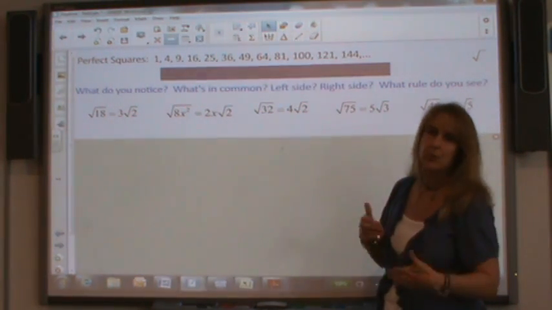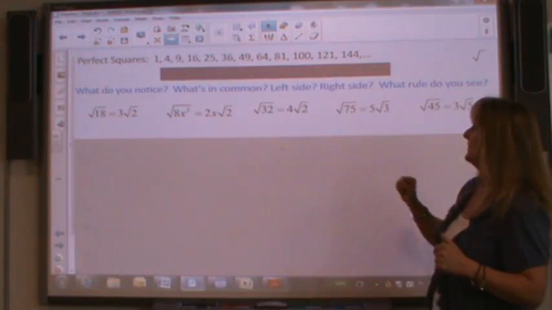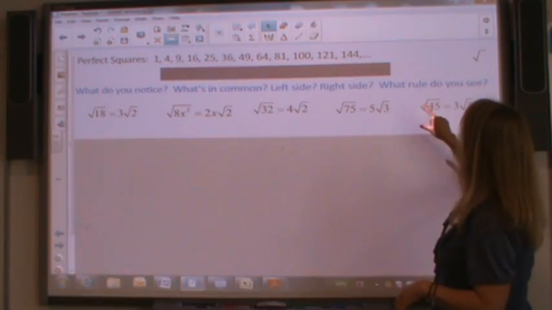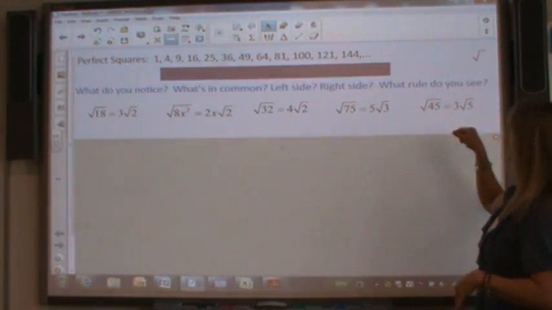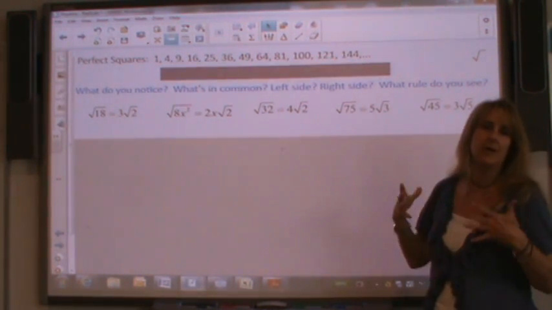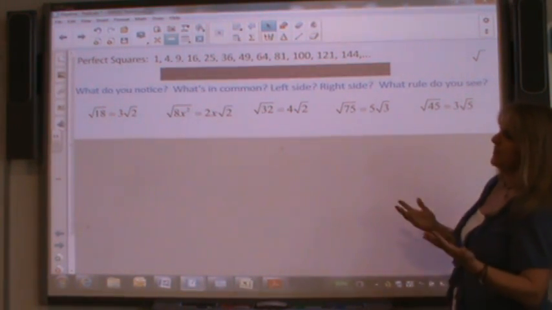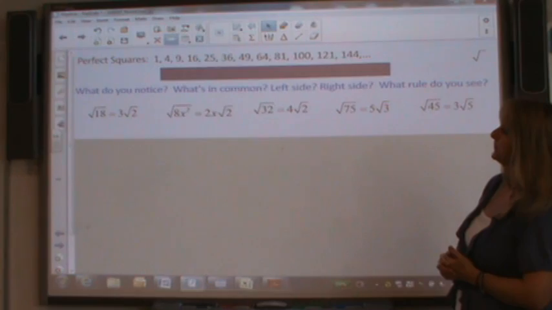And we can also use the word radical. So radical 75 equals 5 radical 3. Sometimes you'll see that in higher math. And radical 45 equals 3 radical 5. That's kind of a simplified, shorter way to say it in math terms. So let's see, what are some of the things that you notice?